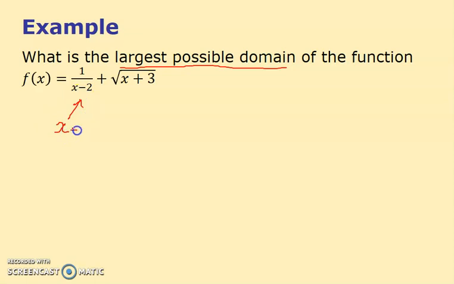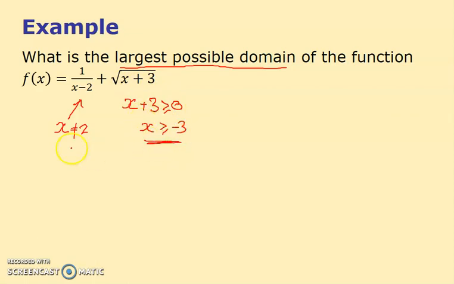So as soon as I see this, I think, if x equals 2, I'm going to have division by 0. So I can't have that. So x can't equal 2. And if x was less than minus 3... let's do this the proper way around. I want this to be bigger than or equal to 0, because then I can square root it. So x is greater than or equal to minus 3.